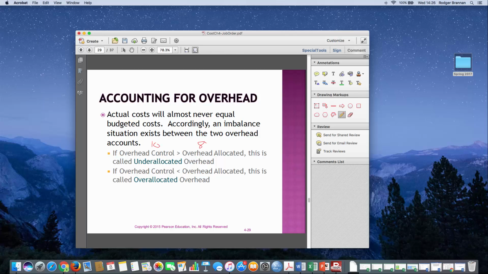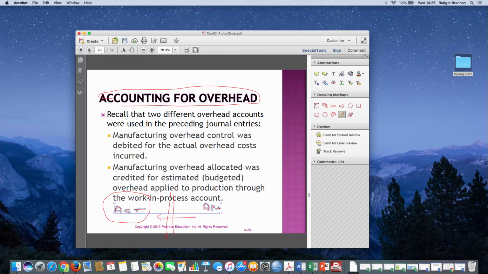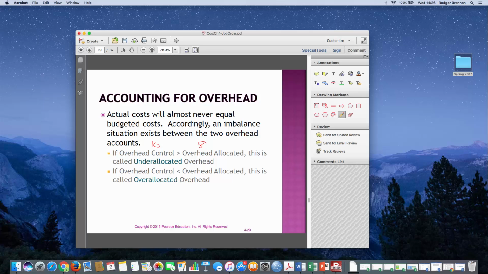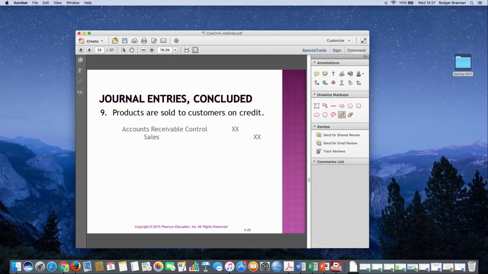Make it easy. If overhead control, which represents my actual, is 10, and my overhead allocated is 8, then I've underallocated, and my cost of goods sold, work in process, and finished goods are undercosted. So it means I need to add $2 to my allocated amount so that it equals that amount. So I'm going to have to credit $2 to overhead allocated and then make a debit entry to cost of goods sold. That would catch me up. So at that point, both overhead control and overhead allocated would be equal to 10. I can basically close them out against each other.